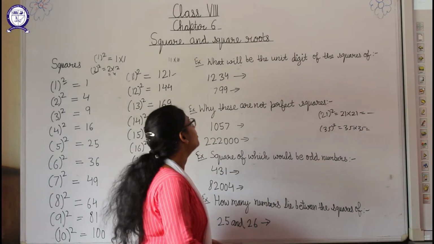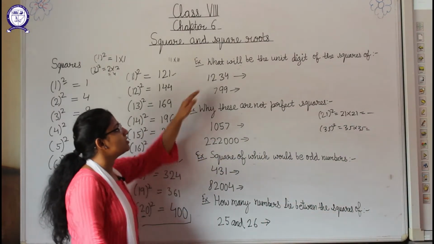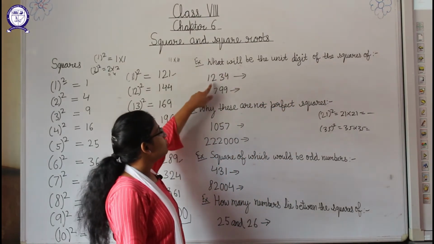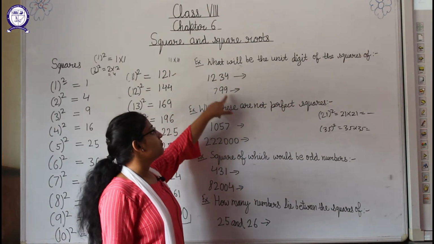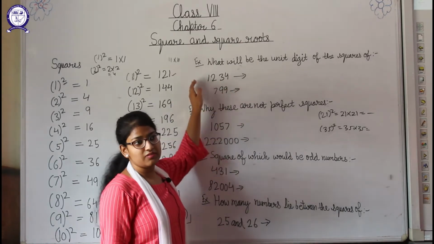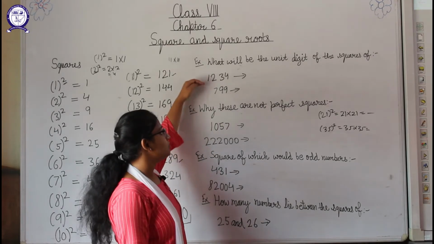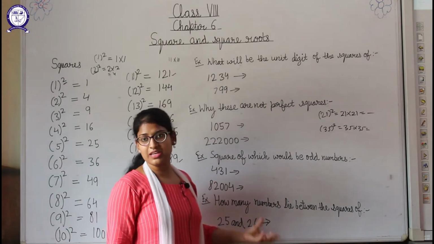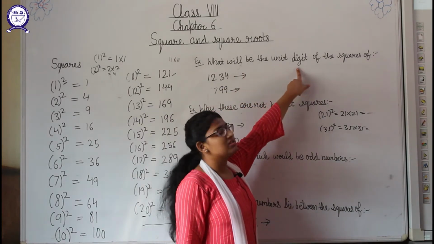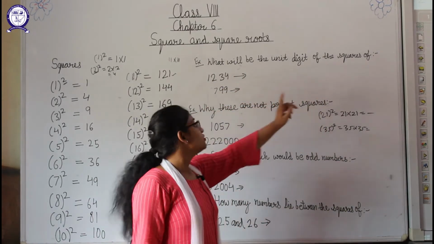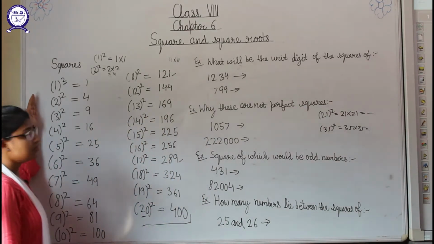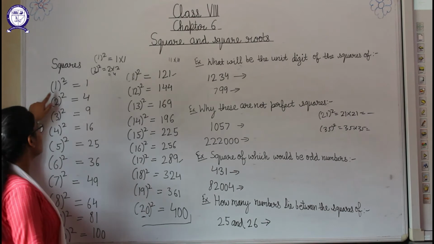Okay, now some questions are given to us. What will be the unit digit of the squares? When we square these numbers, students, see, 1234, this number is given to us. If you square this, it will be a very big number. But what do we have to tell? We have to tell only the unit digit of the square. So what will be the unit digit here, students? Here we will learn about the unit place digit.